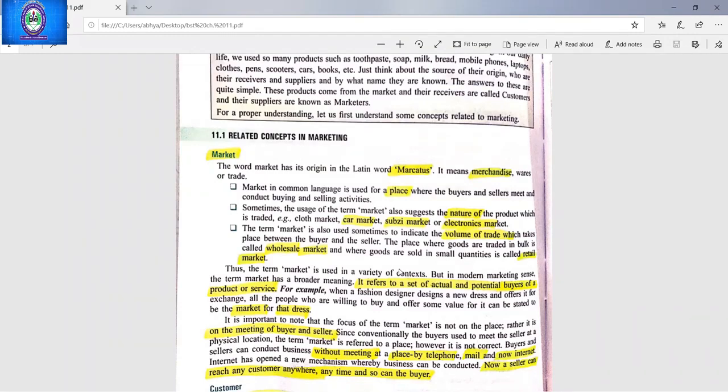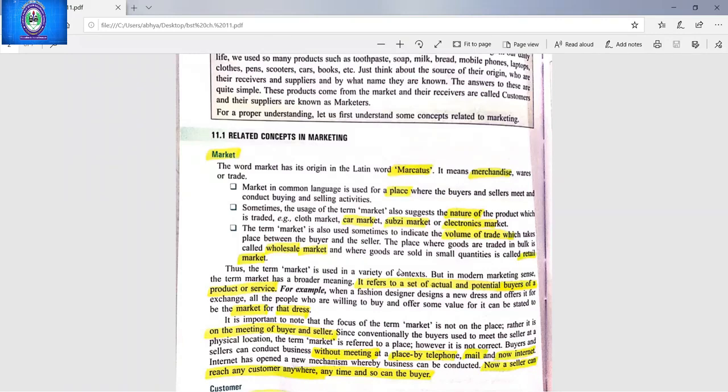Sometimes the market is also defined on the basis of the volume of trade to be conducted, like wholesale market and retail market. A wholesale market is a market where goods are sold in bulk, and a retail market is a market where goods are sold in small quantities. So market can be bifurcated on the nature of the product to be sold, or on the volume of the trade.